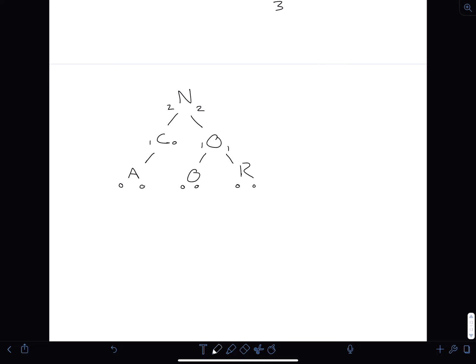Let's add a B to this. So, B would go there. Actually, before I add B, we talked about inserting, but how do you delete?